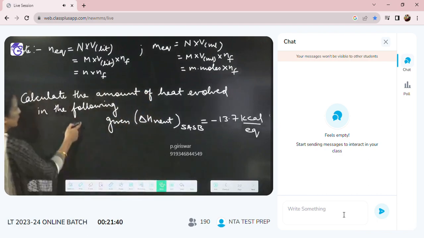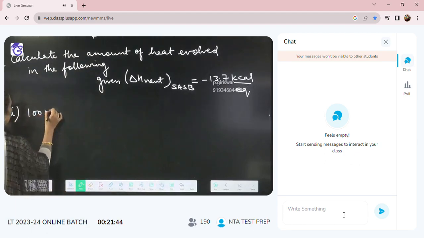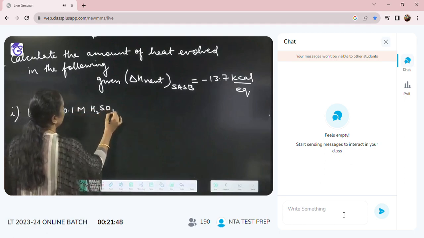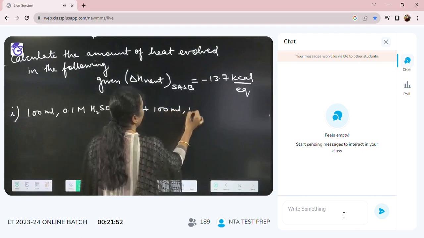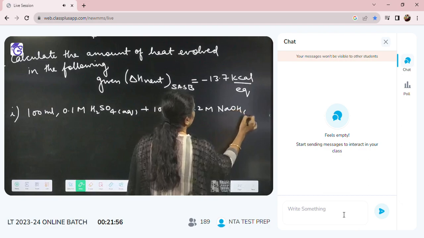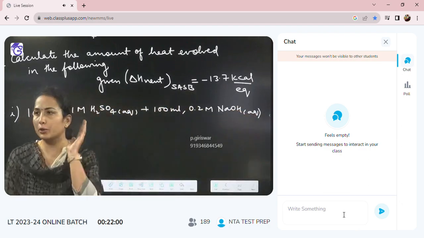Now, here I am writing the first one: 100 ml of 0.1 molar H2SO4 aqueous. It is reacting with 100 ml of 0.2 molar NaOH aqueous solution. This first question I'll solve, and the next question you are going to solve.